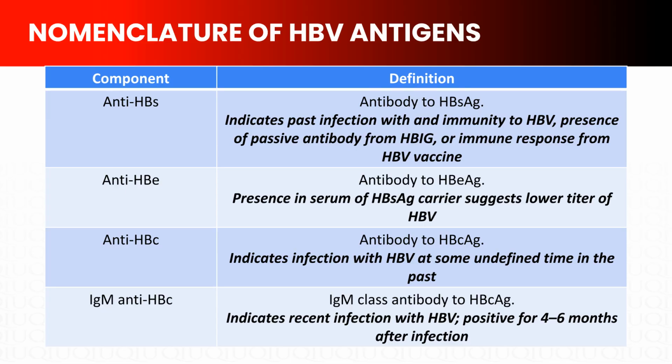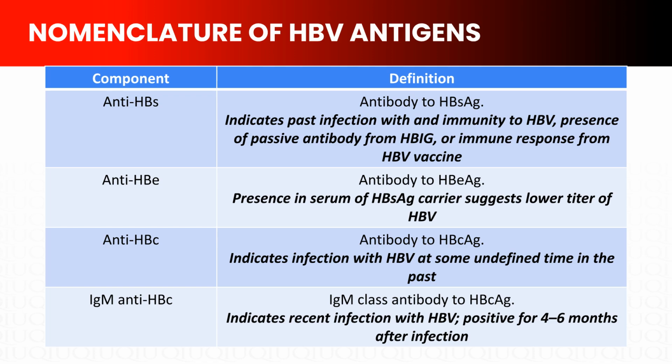Now let's understand the antibodies against these antigens. This is critical for interpreting lab results. Anti-HBs, antibody to surface antigen. This indicates immunity. You'll see this in three situations: past infection with recovery, passive immunity from hepatitis B immunoglobulin, or successful vaccination. If you have anti-HBs, you're protected.